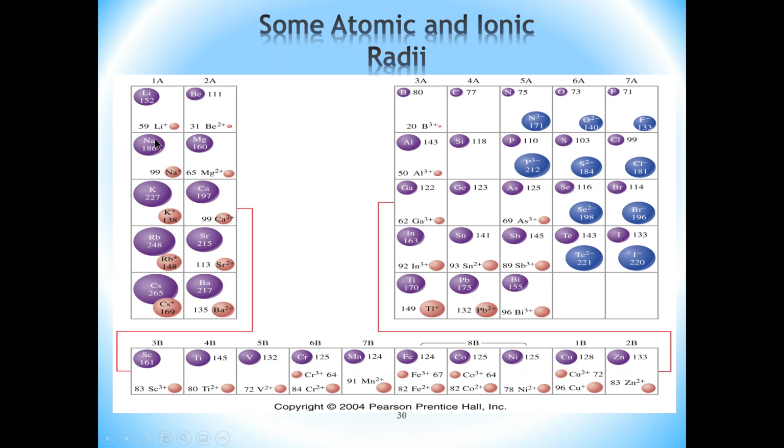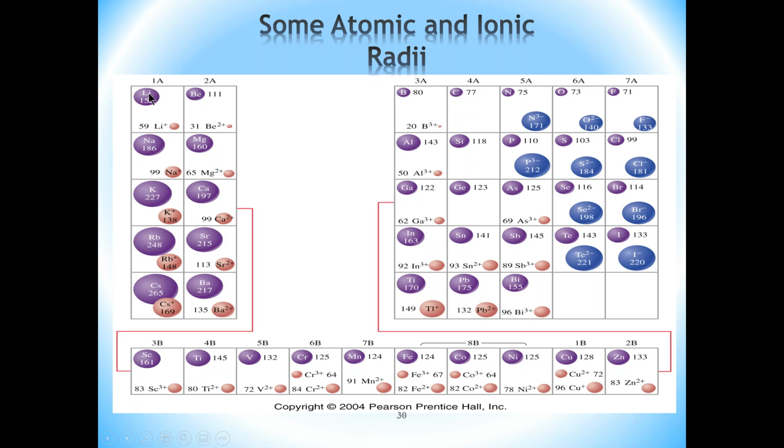So all that we have discussed previous to this in terms of trends in sizes, you can observe in this table. So if you look at the atomic size, it doesn't matter which period. So let's take period 2, starting with lithium. You'll notice that the atomic sizes decrease as you go from left to right, from 152 to 111 to 80 to 77 and so on, all the way down to 71 for fluorine.